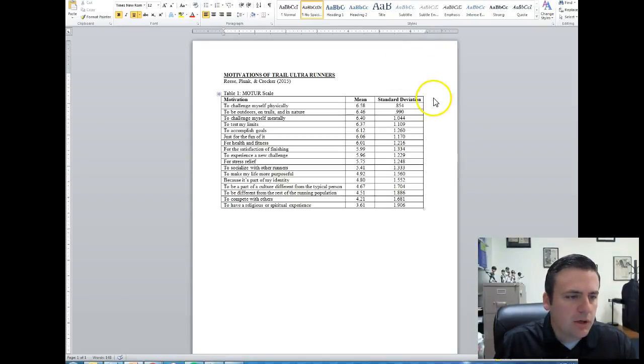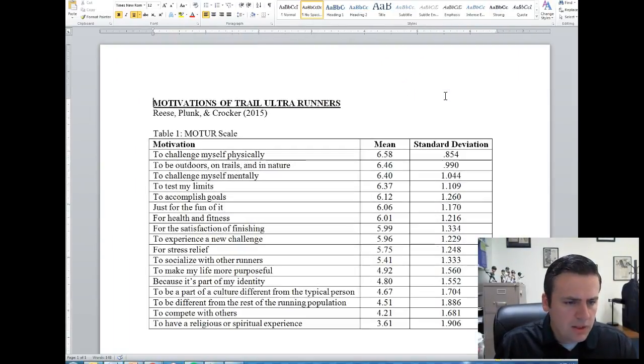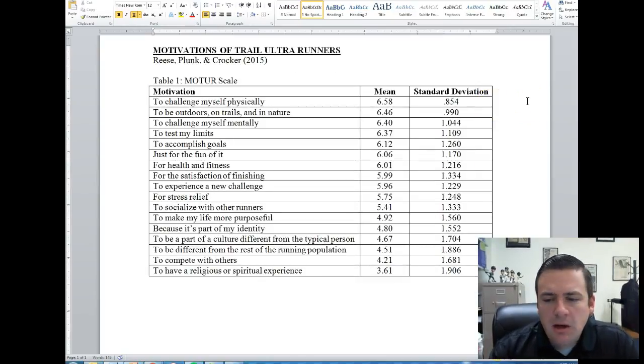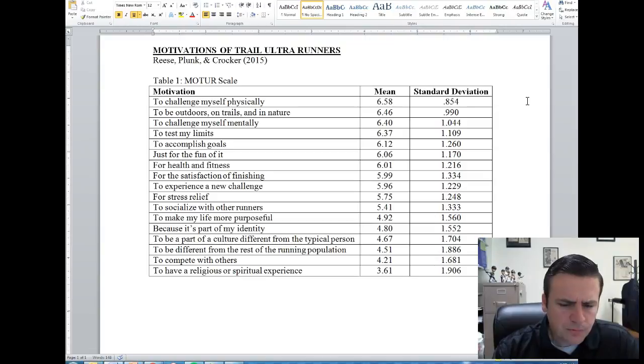And again, if you remember, trail runners are those that go out and run on hiking trails. They're not the ones that are running on the road, essentially. And many times we're talking about ultra runners. And so the motivation of trail ultra runners is what we call this MOTUR scale. Ultra runners are considered those that are longer than a marathon.